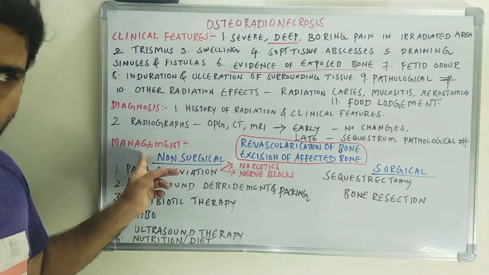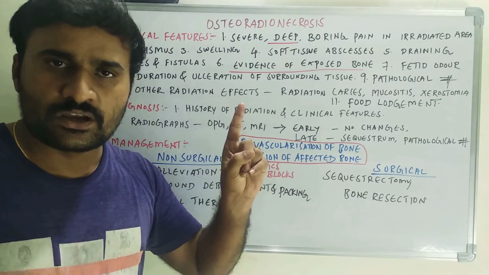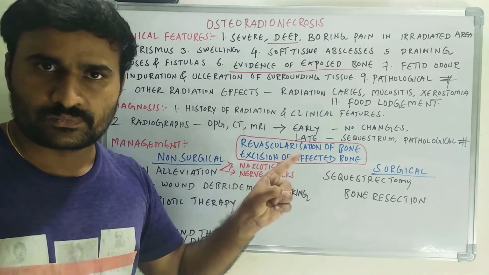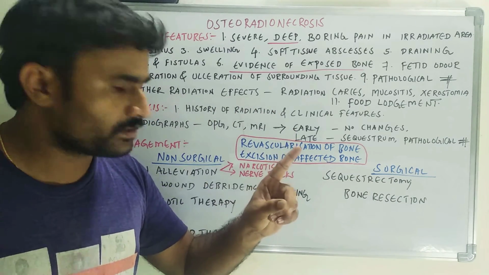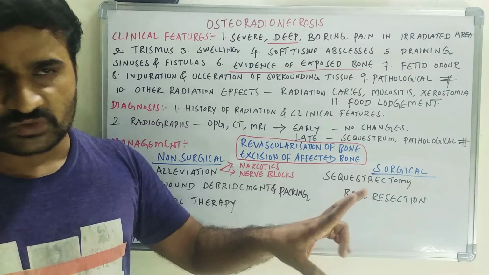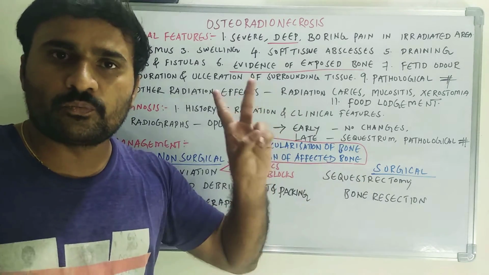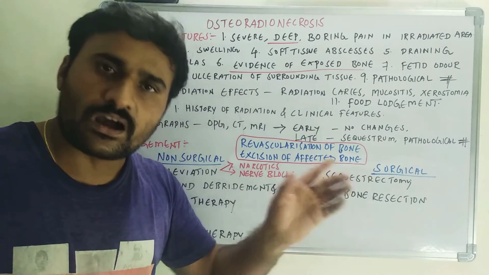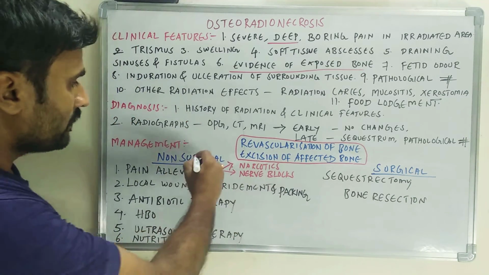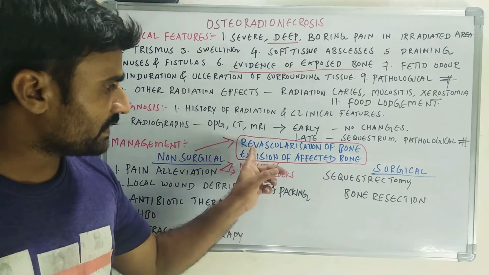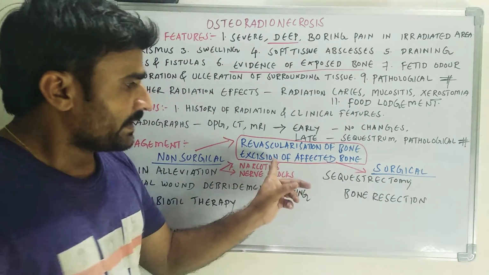Then coming to the management, based on these features, there are two things we can do. First, we can revascularize the bone in selected cases where it is possible, or second, excision of the affected bone. All the treatment options revolve around these two factors only. We can revascularize, otherwise we can take out the necrosed bone. Non-surgical therapies aim to revascularize the bone, and surgical therapy aims at excision of the affected bone.